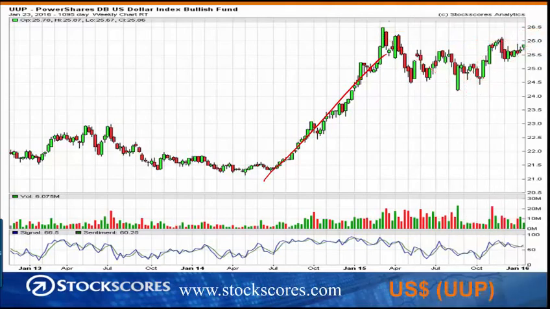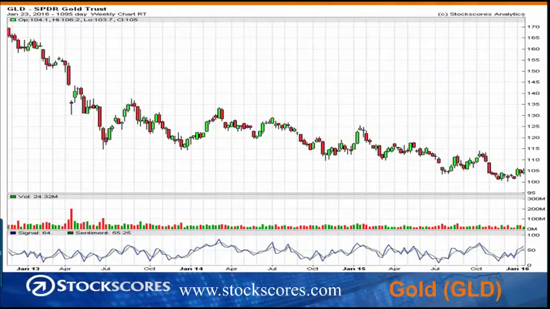A pennant pattern would look like something like this. And so if we can break out of that pennant, that means US dollar going higher. Breaks down out of the pennant means US dollar going lower. Critical for commodities, of course. If the US dollar breaks higher, that's going to make it tougher for the oil market to recover.